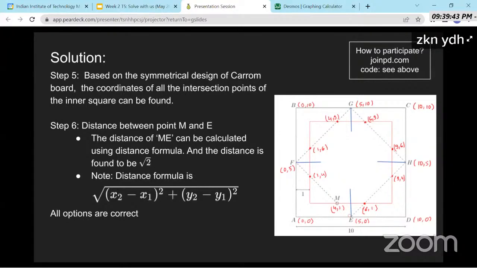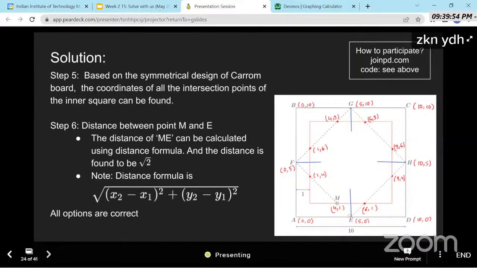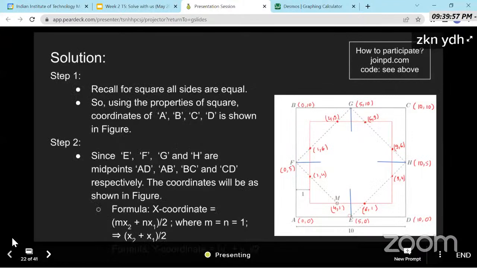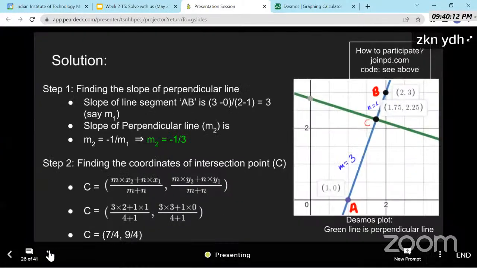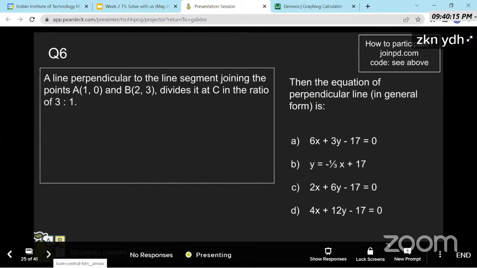Sir, can you show the solution so that we can take a screenshot? I'll share these slides with you. Okay, I hope you took the photo. This question is actually nice. You can practice, a lot of concepts will get clear. Okay, so again, question 6 is of a similar type, which I think you can practice.